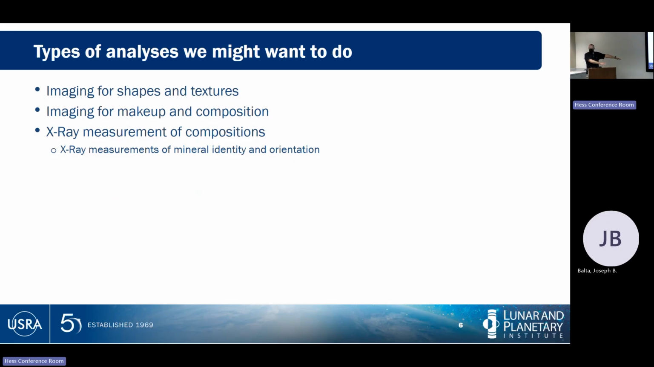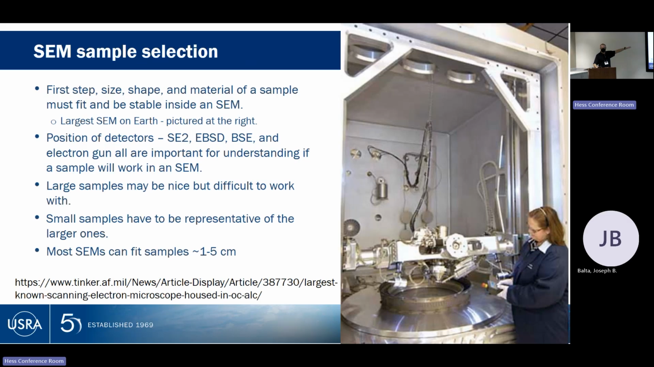Analyses that we might want to do on that set of samples, we can then group into this set. Imaging for something about the shapes and textures. Imaging to be able to pick out one phase from another. And then X-ray or other types of measurements for compositions, mineral identity, and orientation. So we've got that set of materials and set of analyses that we might want to do on them. And not all of them will work on every material, but let's go through how to get there.